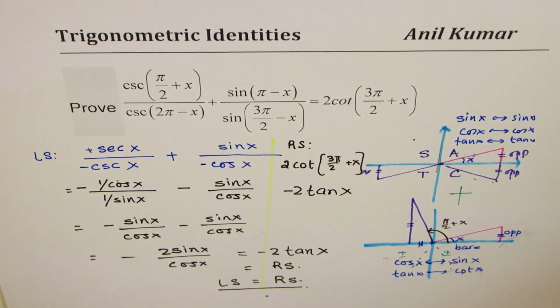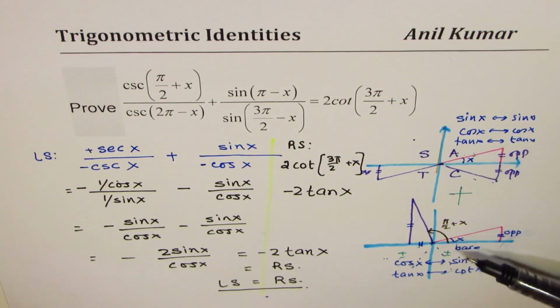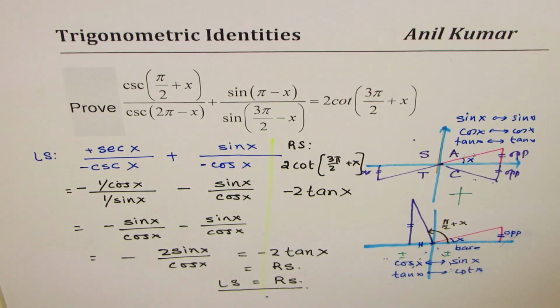So that is how you should be doing a cofunction identity. It took me longer just because I was trying to explain you this concept, but otherwise kind of straightforward, but important to understand. I hope you understand and appreciate it.